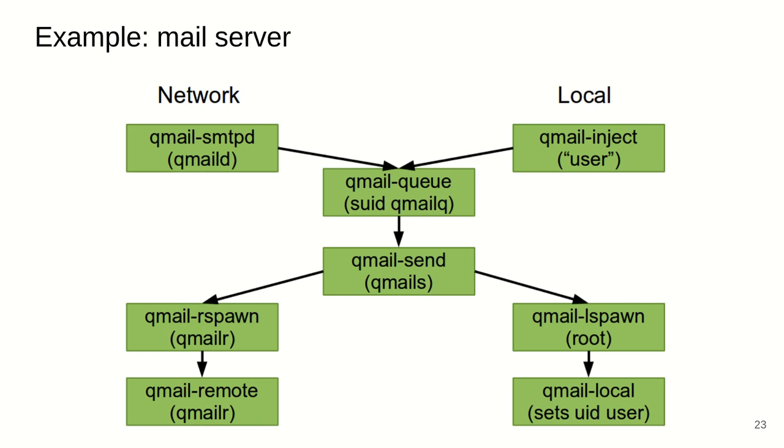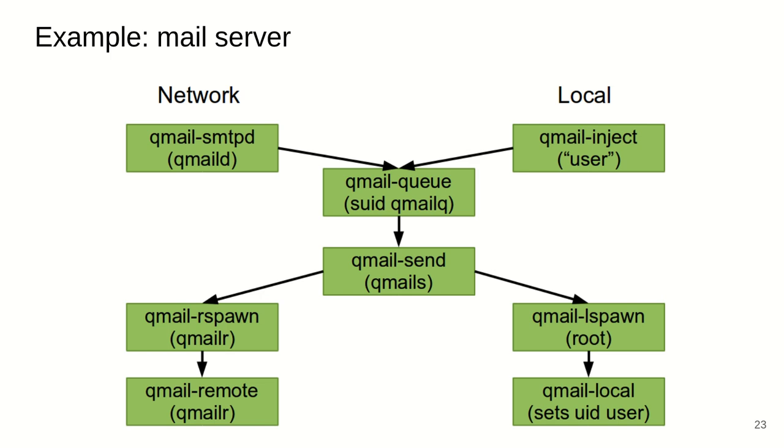qmail-queue then is a very simple program that simply stores the email in the queue and then passes it to qmail-send to read emails in the queue and then spawn it. If it's being delivered locally, qmail-send will invoke qmail-lspawn, which runs as root, which simply stores the email in a local user directory. lspawn figures out which user it needs to send it to and then sets the user account of the given user. Right? So there's a very limited set of permissions here.